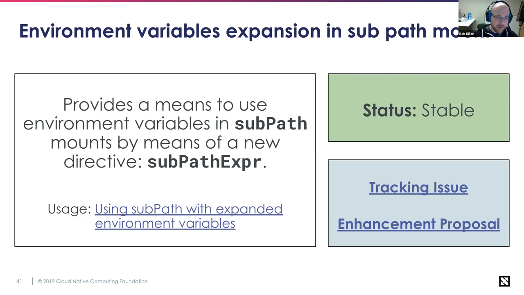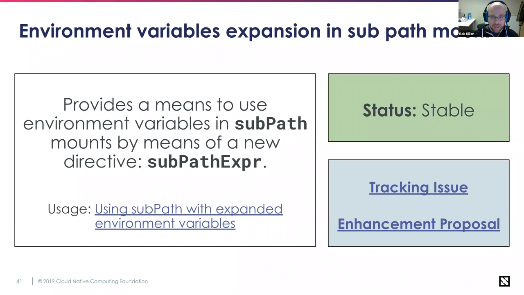Next is environment variable expansions via subpath mount. This was introduced almost a year ago in the 1.14 release and was started to help some of the legacy workloads where you may need to write to a specific place on the host. The intention is to work in combination with the downward API so that you may use, for example, pod names within a mount.